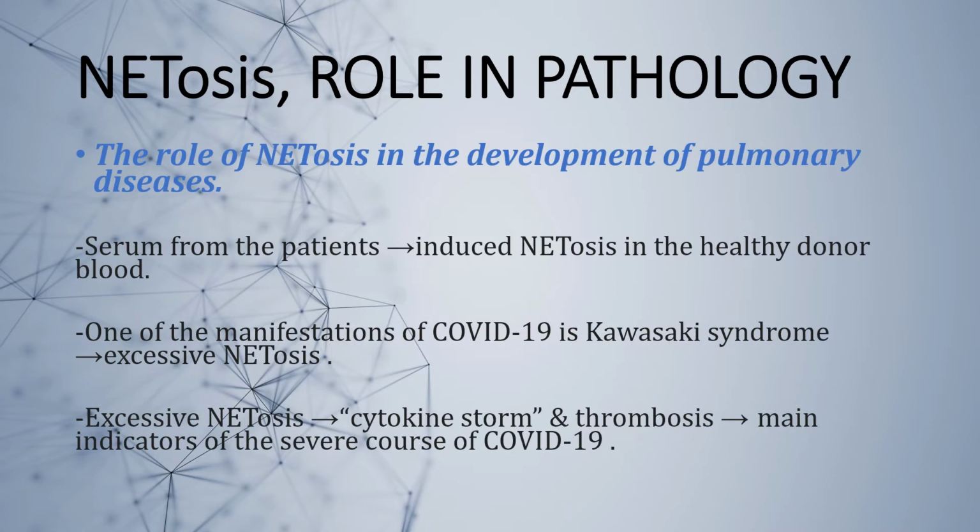As other evidence of the role of NETosis in coronavirus infection, they found that serum from patients induced NETosis in healthy donor blood. Also, one manifestation of severe COVID-19 is Kawasaki syndrome, which is accompanied by excessive NETosis. And another thing is that excessive NETosis is involved in the development of cytokine storm and thrombosis, which are main indicators of severe course of COVID-19.